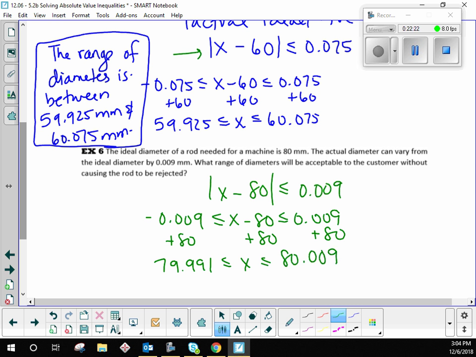Okay. I'm not going to take the time to write the sentence, but if you were finishing out this problem, you would write the sentence and put the units, the millimeters, back in, okay? But we're not going to do that because I want us to get to the quizzes.